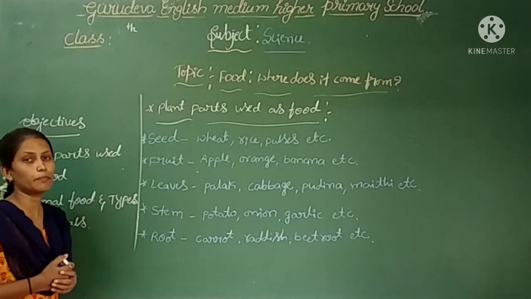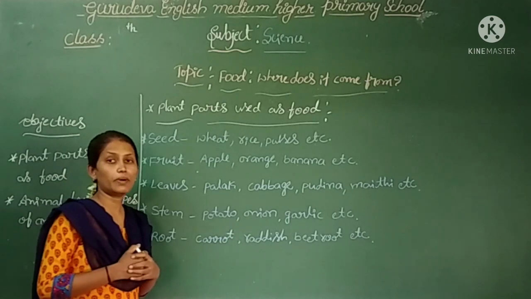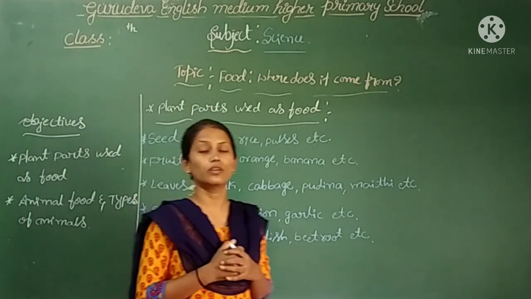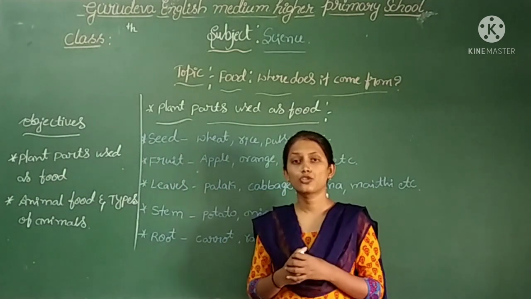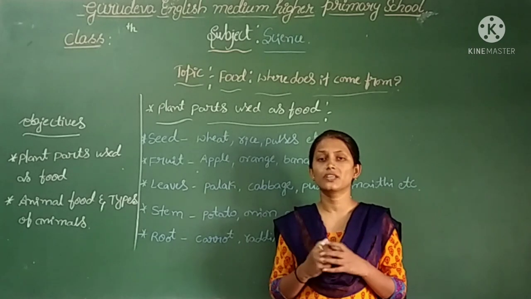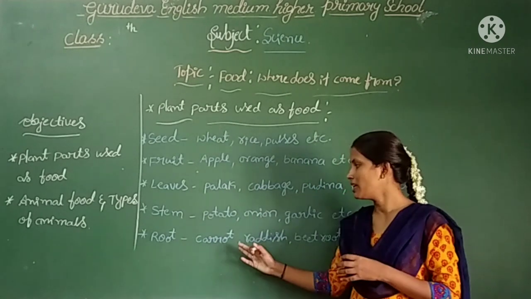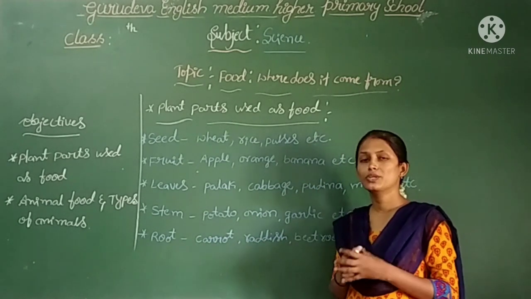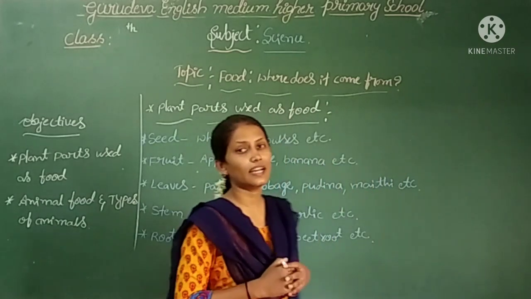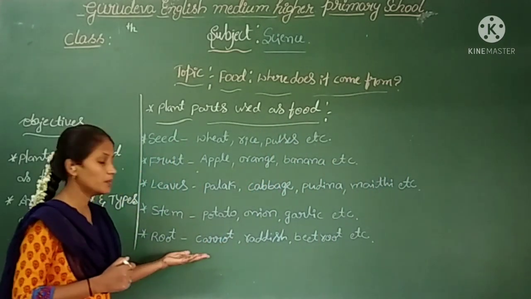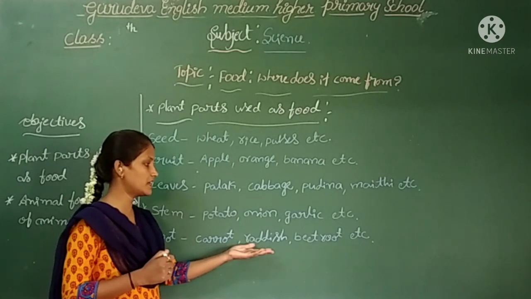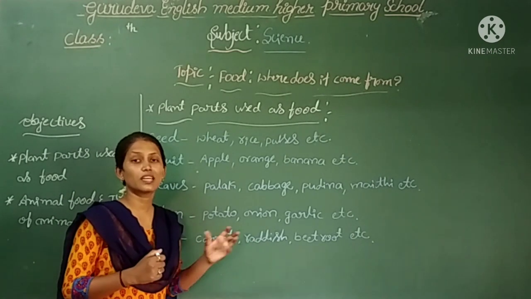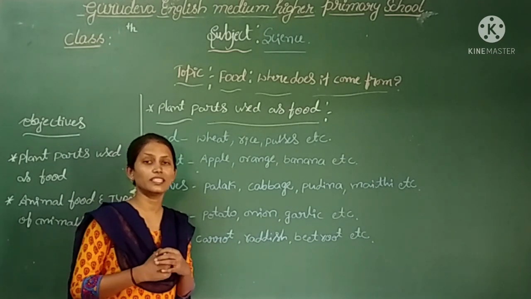Next one, stem part. Which stem parts are we eating as food? For example, onion, sugarcane, potato. These are a few examples. Next one, root. Which root parts are we eating as food? Here we eat roots such as carrot, radish, beetroot. So these are a few root parts we eat as food.